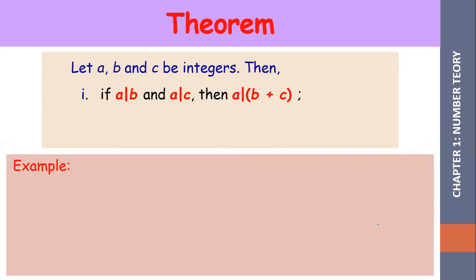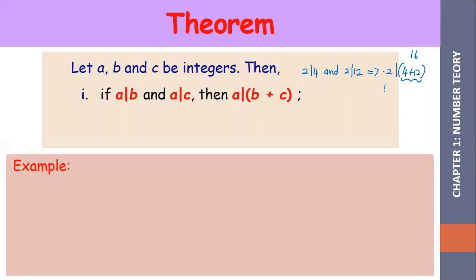We have 3 theorems. The first one: A divides B and A divides C, then we can conclude that A divides B plus C. For example, 2 divides 4 and 2 divides 12, and then 2 divides 4 plus 12. What is 4 plus 12? 4 plus 12 is 16. Is 2 divide 16? Yeah.